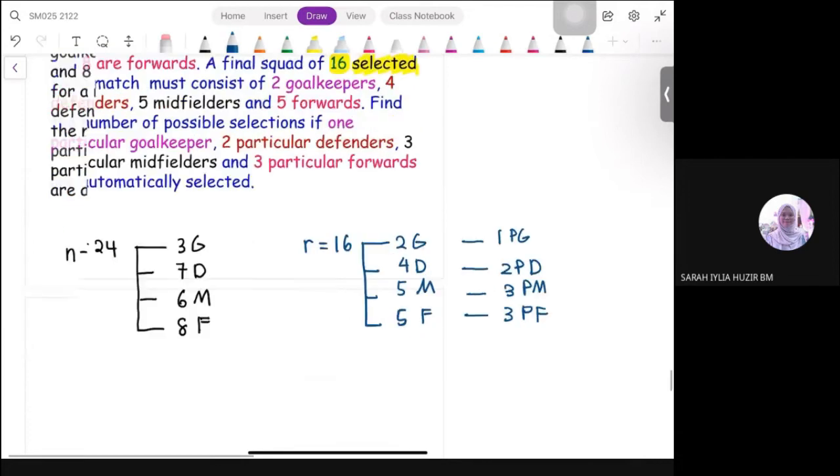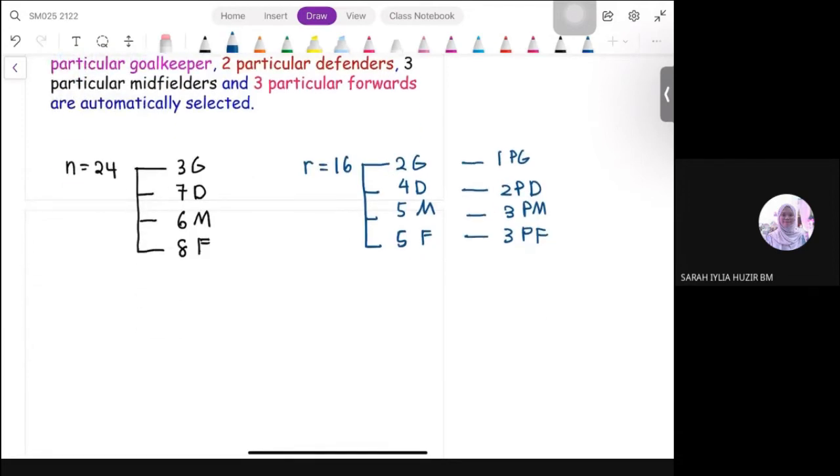Okay. So, this is still the same case. Kita tak payah nak buat table kan. Dia tak ada banyak situation. Cuma kita banyak subgroup kat sini. Okay, kita go one by one. Start with group goalkeeper dulu.